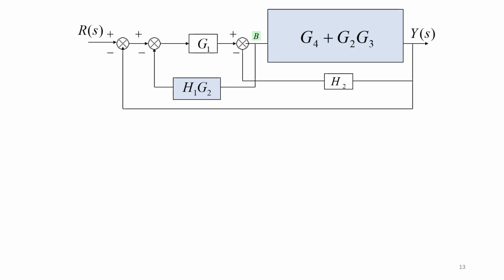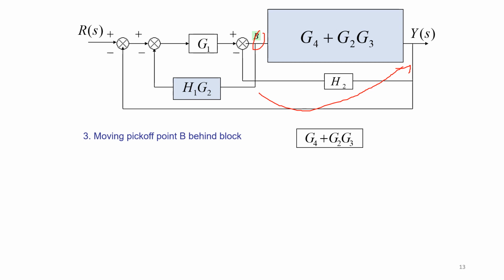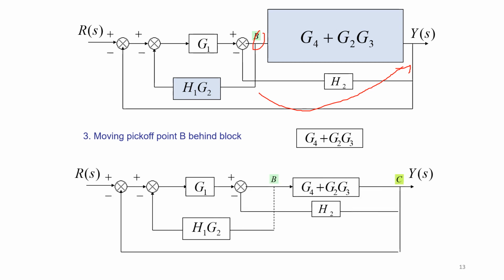Then we need to think about what the next step is. If I move this takeoff point B here after this block, then I can simplify. That is what I'll do. So moving a pickoff point B which is behind a block to after this block, I'm moving it to the location C. In such a case, this is taken out and shifted here. So it is getting divided by the gain we have here, 1 divided by G4 plus G2 G3.